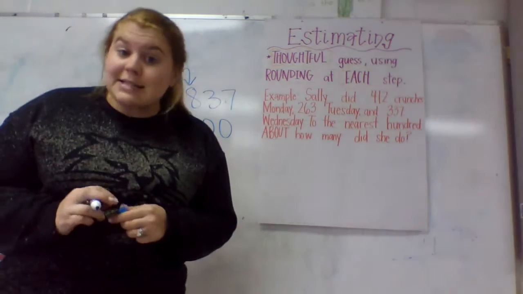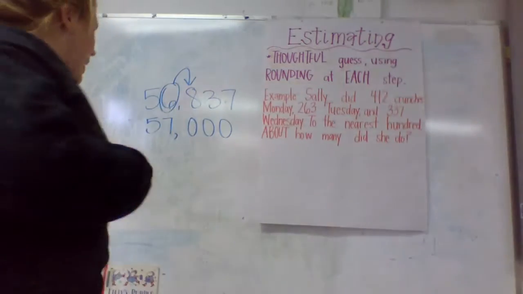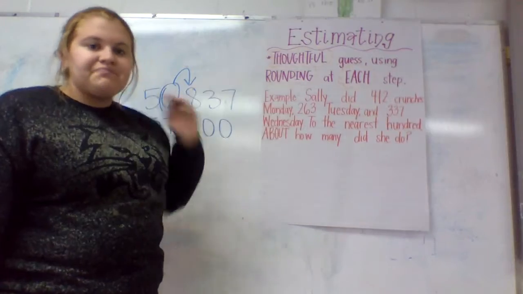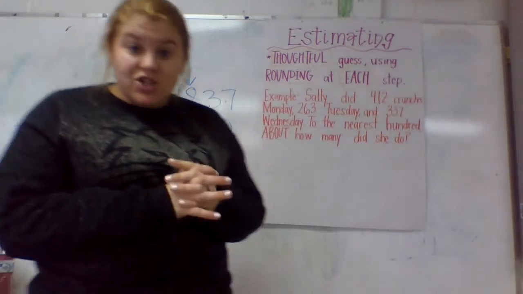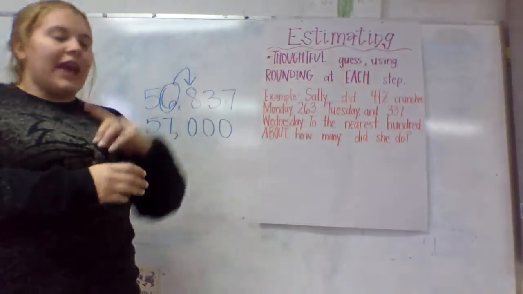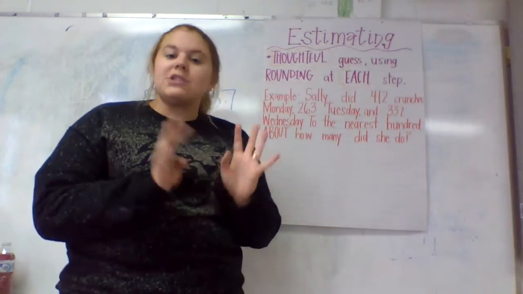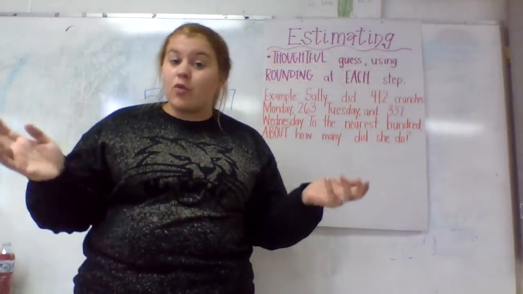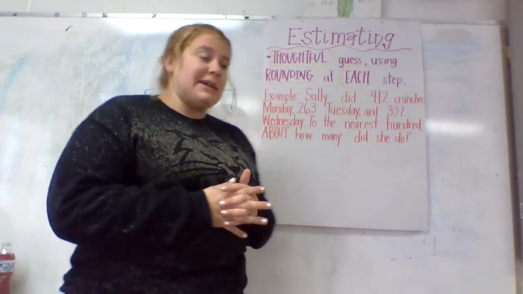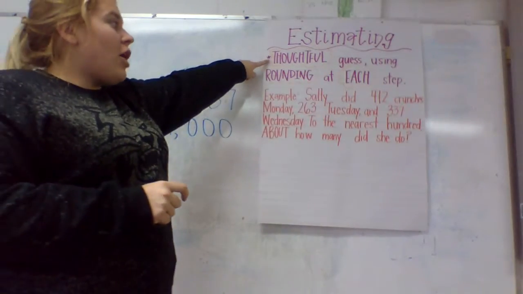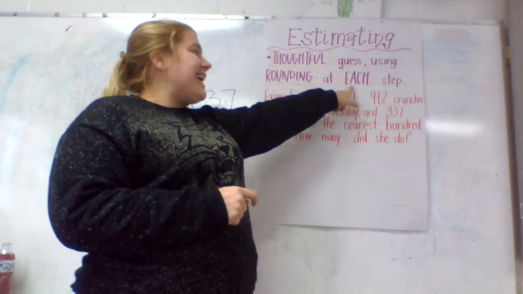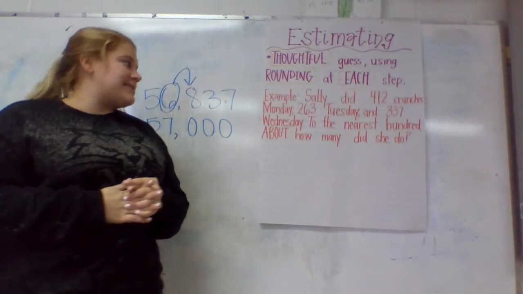So your lesson is going to have you review some rounding, but then it's also going to bring in this thing called estimating. In estimation, it's a thoughtful guess. So it's not going to be the exact answer, and that's okay. That's what it's asking you to do. But it's not just a random answer. You don't just think of a number that sounds good. It's thoughtful. And you use rounding at each step to help you find your estimation.